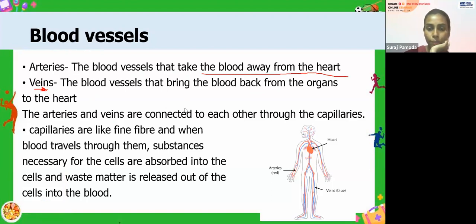So at some point arteries and veins are connected. Then they are called capillaries. Capillaries are like thin fibers. Blood also travels through them, and substances necessary for the cells are absorbed in the capillaries also. Here you can see the picture also. The red color ones are arteries and the blue color ones are veins. Do you have any questions related to part 1?